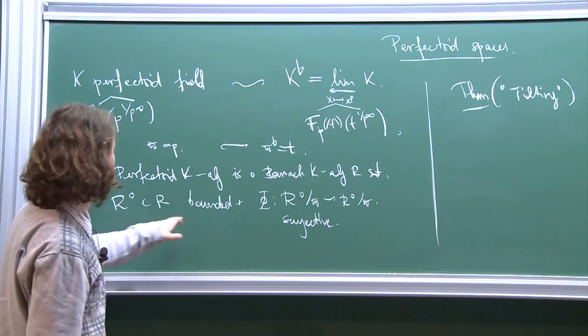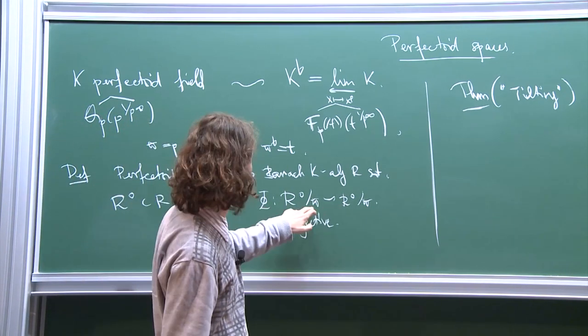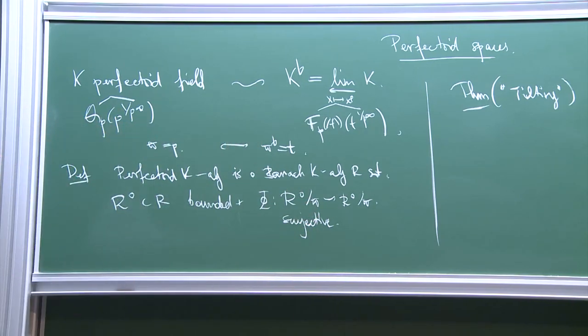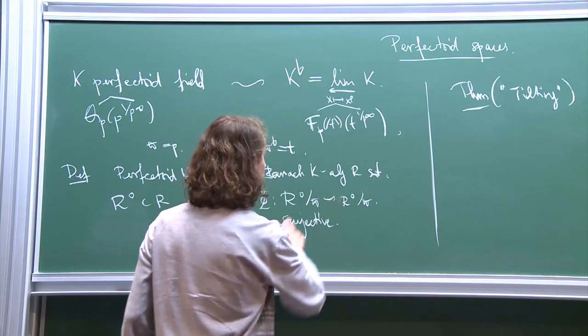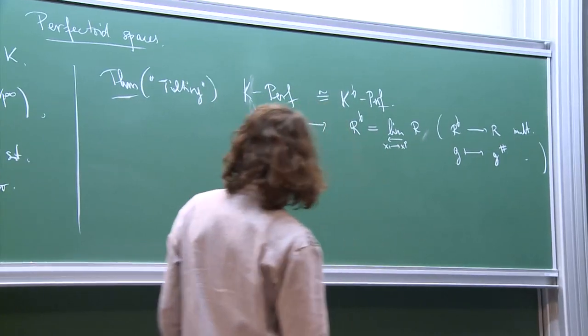That's automatic because it's the power bounded elements. So if the p-th power is divisible by pi, then the thing itself will be divisible by pi to 1 over p because you're considering the power bounded elements. Right, OK, so we have this.